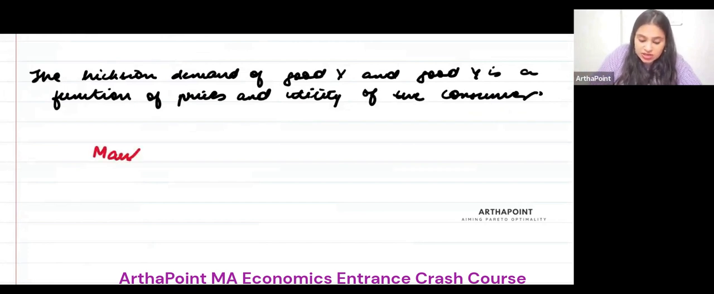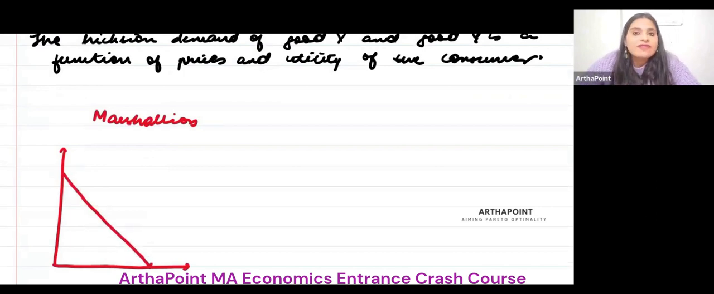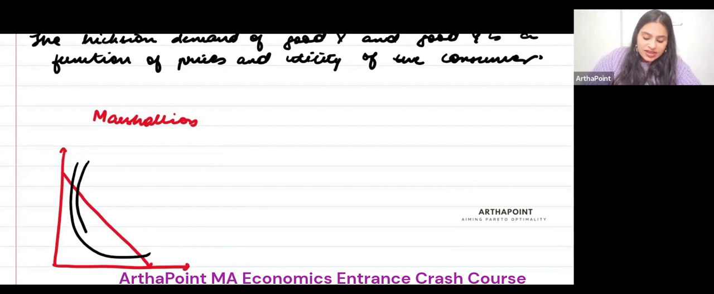Marshallian actually states that, look, I have given you some level of income. What is the highest utility you can attain? So he wants to go to the highest IC.